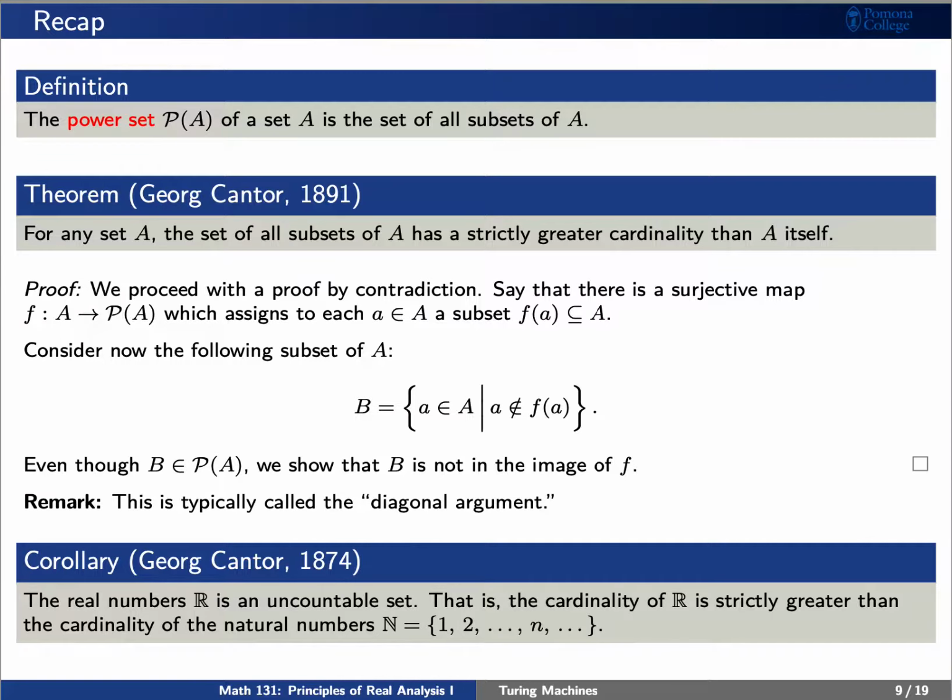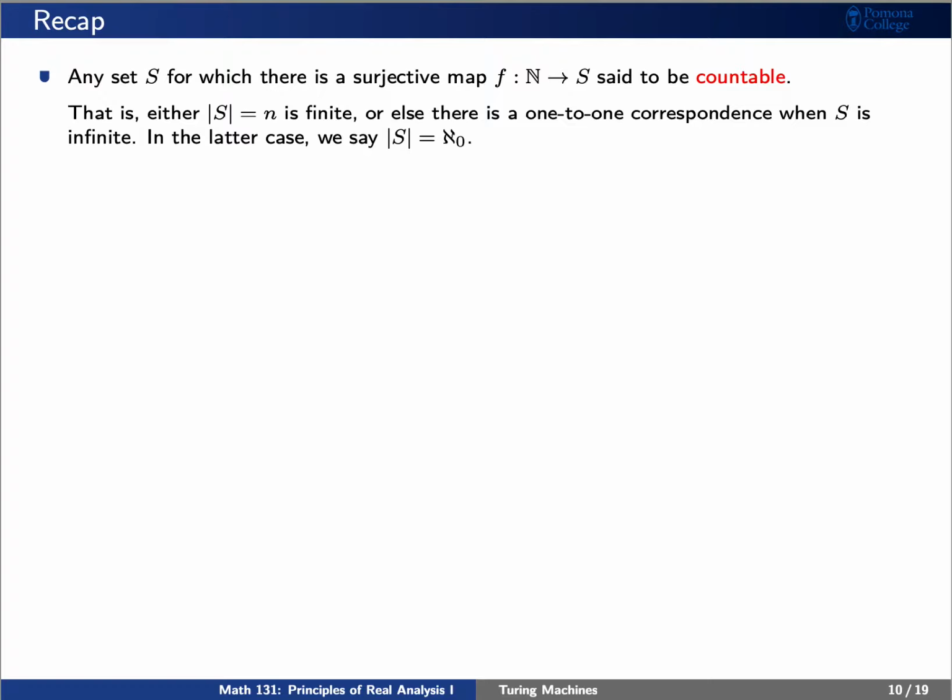As a corollary to this, Cantor was able to conclude that the set of real numbers is not a countable set. That is, there does not exist a surjection from the natural numbers to the real numbers. Using this, we'll say that any set S for which there is a surjective map from the natural numbers to S is said to be countable. You'll notice that if S is a finite set, then it is indeed countable.